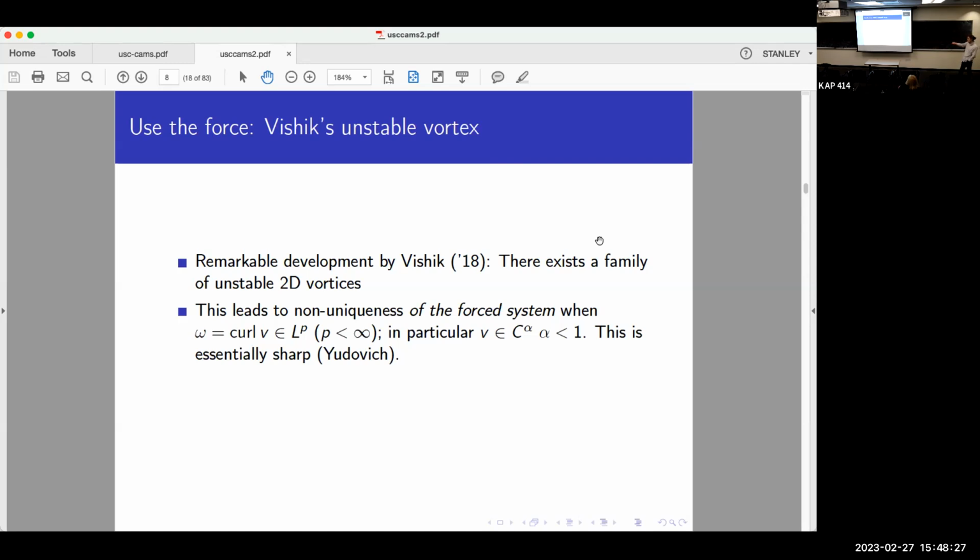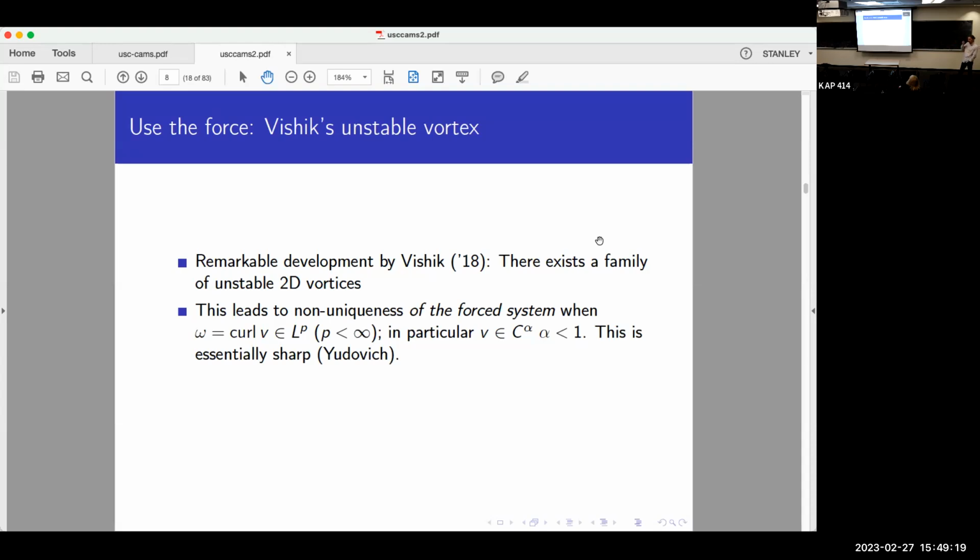So as I mentioned, C1 corresponds to where, if we're just a little bit better than C1, we have local well-posedness for Euler. So having C alpha for alpha less than 1 is as good as you can get. And having vorticity bounded in LP is essentially sharp too, because there's a classical theorem of Yudovich that says that if vorticity is in L infinity, or even if it's in LP and the LP norm does not increase too fast as P goes to infinity, then you have uniqueness of the initial value problem. So Vishik's vortices can be made to be in any LP for P less than infinity, showing that these criteria are essentially sharp for 2D Euler.